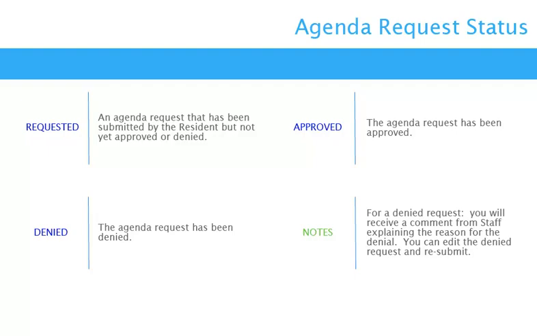There are 3 different statuses that you may see: requested, approved, and denied. Please note with a denied request, you will receive a comment within the request, explaining why the request was denied. You are then able to edit a denied request to make necessary changes and resubmit.